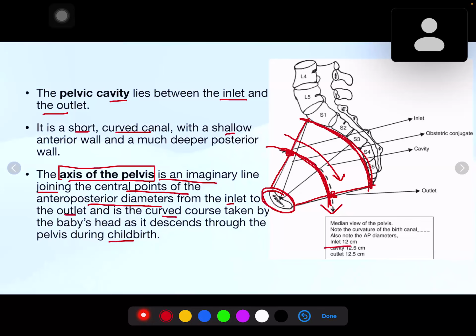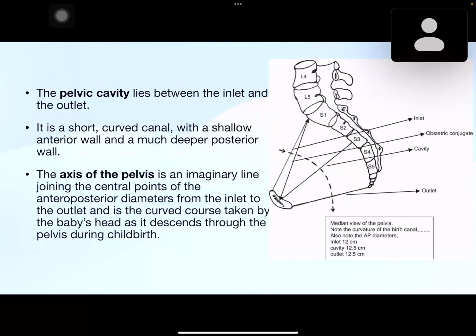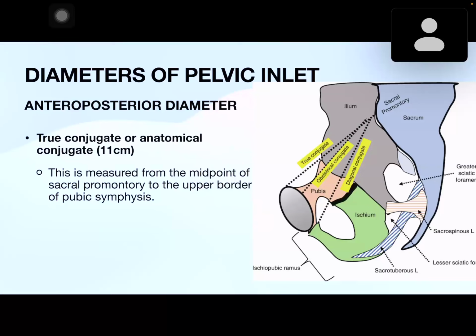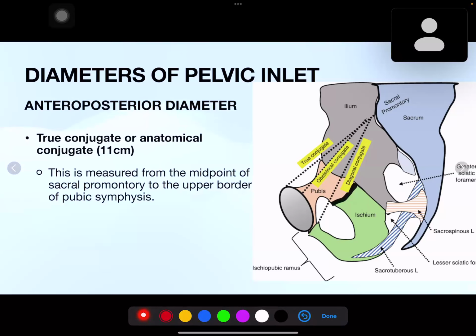No need to remember these diameters now, I'll be discussing them later. So up till now, the boundaries of the pelvis were very important. You have to remember what makes the anterior border and posterior border of the pelvic inlet and outlet. Now, through the whole pelvis topic, these diameters are very important. You have to remember these diameters, and it's a very important exam question as well.